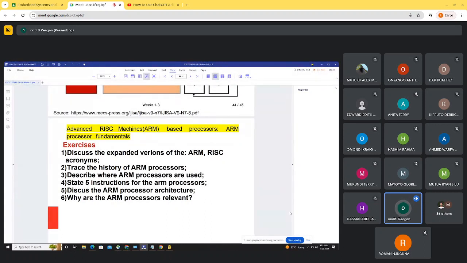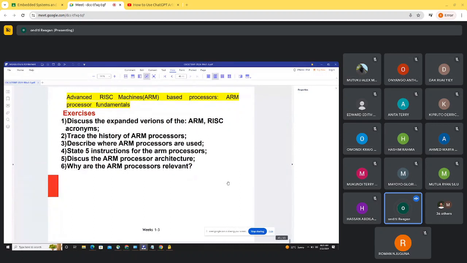Then we have, why are ARM processors relevant? Again, I would also want you to see what the benefits of the ARM microprocessors are when it comes to Arduino implementation. To me, I think that is key. I would want you to look at them and be able to come up with something that is workable. So I would want to pause there.